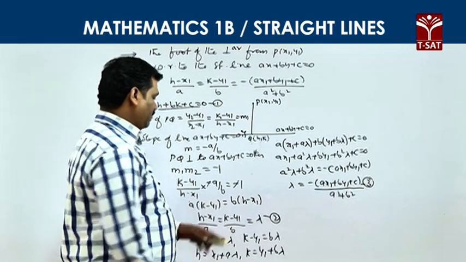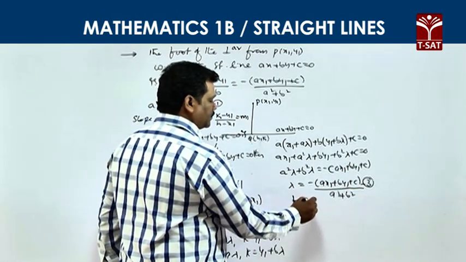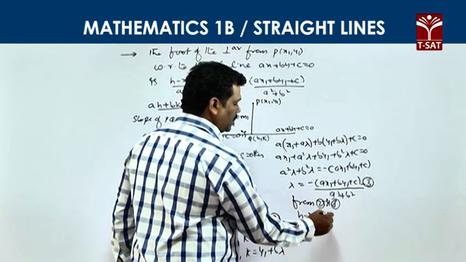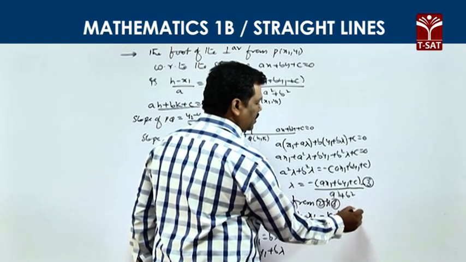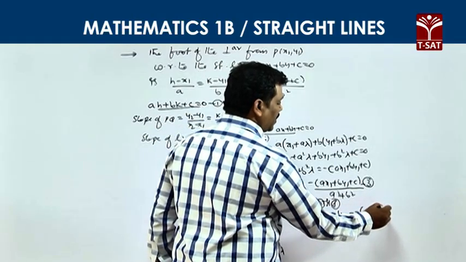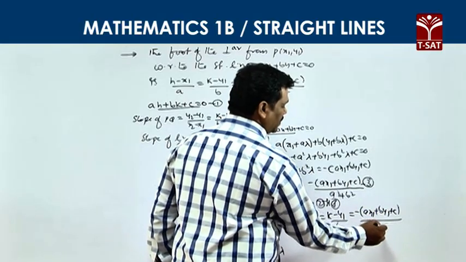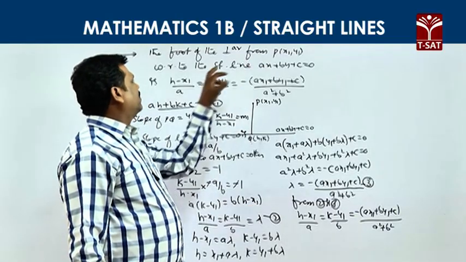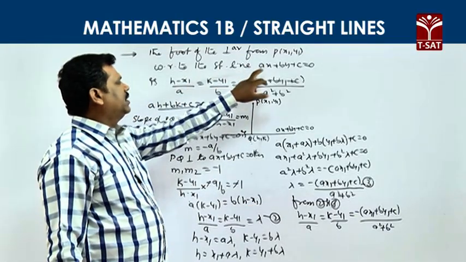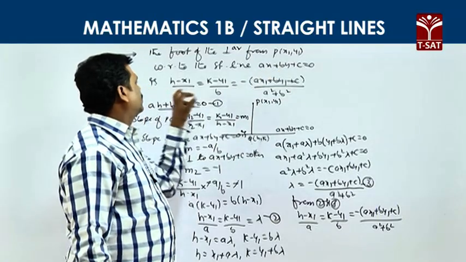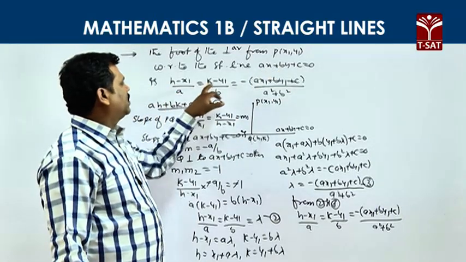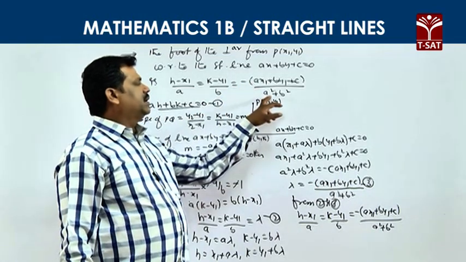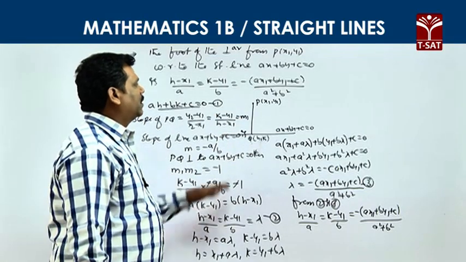From 2 and 3 we get h minus x1 by a equal to k minus y1 by b equal to minus of ax1 plus by1 plus c by a square plus b square. This is the foot of the perpendicular from P of x1 comma y1 with respect to the straight line ax plus by plus c equal to 0: h minus x1 by a equal to k minus y1 by b equal to minus of ax1 plus by1 plus c by a square plus b square. This is a very important formula.